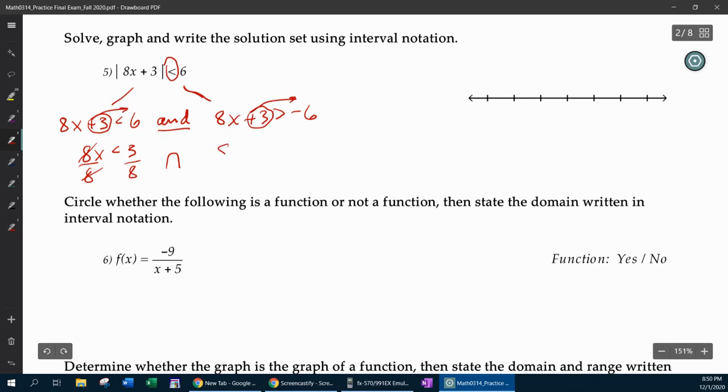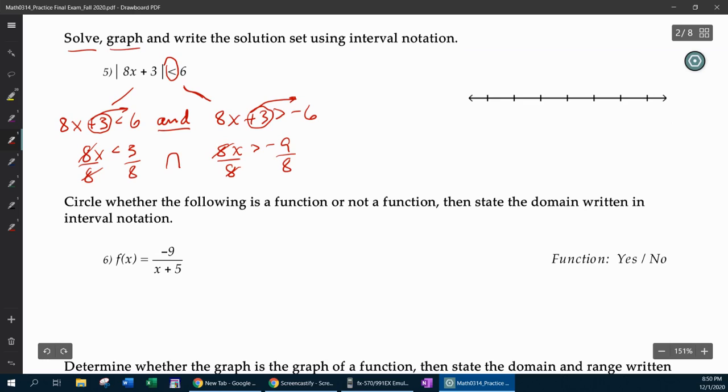Bringing the 3 over, we're going to get 8x is greater than -9. Remember that 3 becomes negative. -6 and -3 is -9. Divide both sides by 8. x is greater than -9/8. So on our number line, okay, that's the solution.